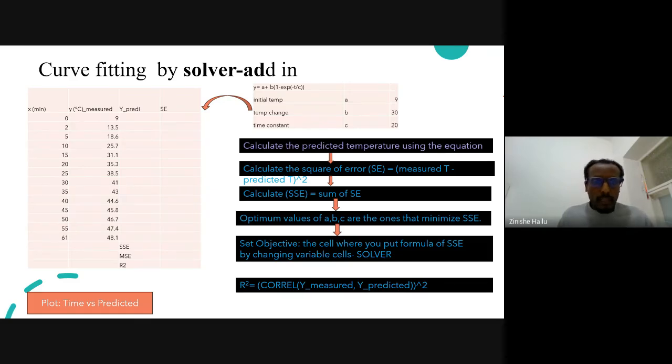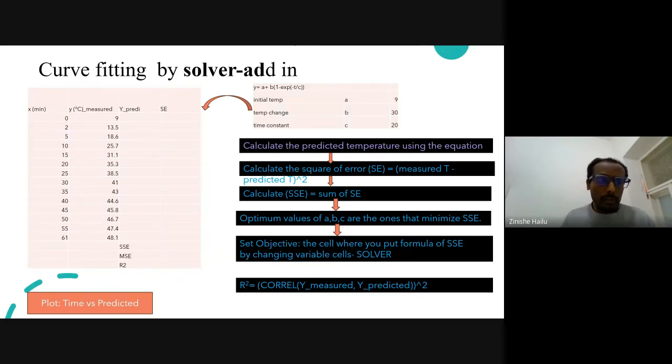The other one, we can also use another add-in tool, which is called Solver. This is very important to optimize the variables to minimize the standard error of the predicted and the measured value.